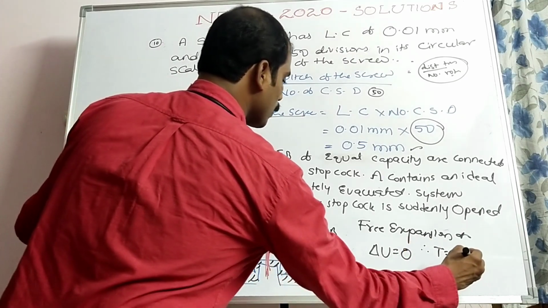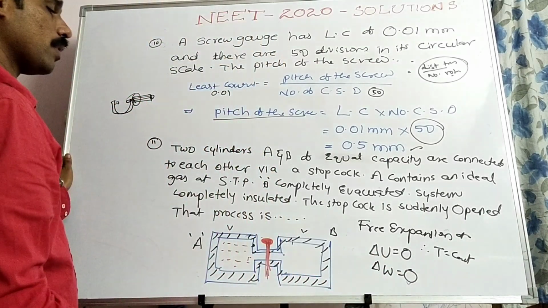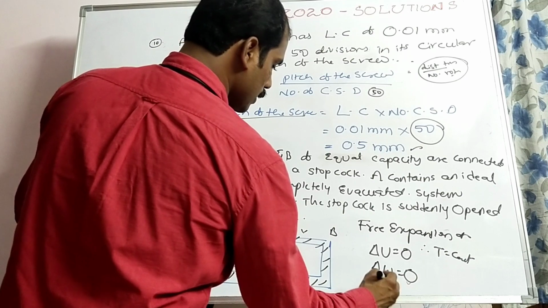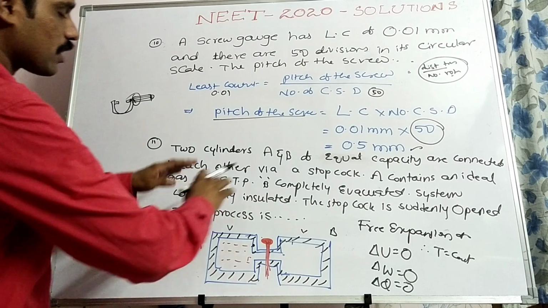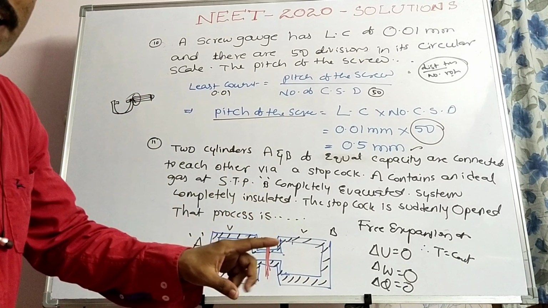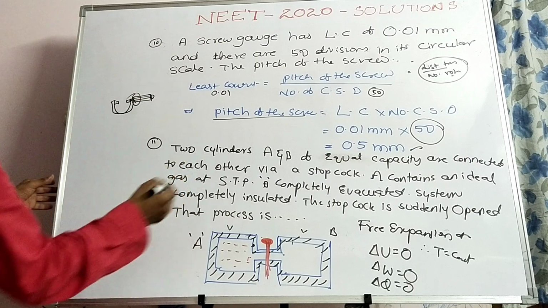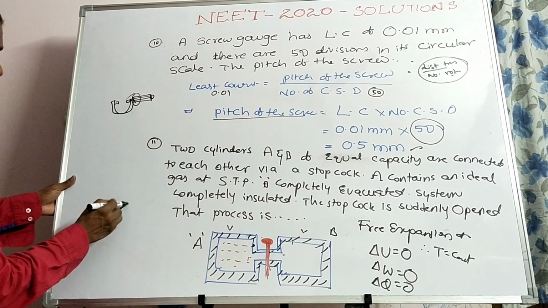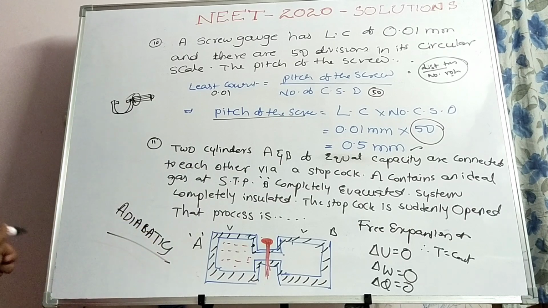Therefore, temperature is constant, as well as delta W is equal to 0, and delta Q is equal to 0, as the system is completely insulated. There is no transfer of heat energy from system to surroundings or from surroundings to system. That's why it is considered an adiabatic process. Clear?